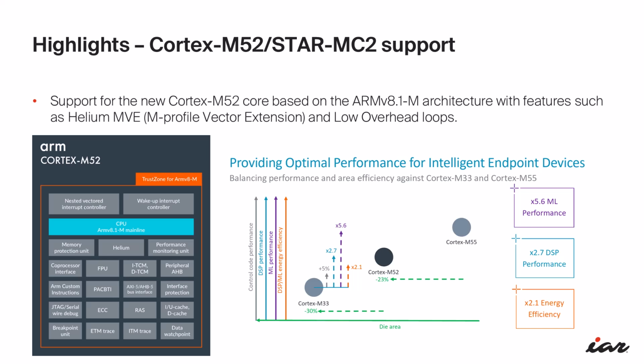Then we move to the compiler and the debugger side, a bit more on a new core that we have added. It is the ARM Cortex-M52 core. It's also called Star MC2 for the Chinese market. It's based on the Armv8.1-M architecture, and so it includes the Helium M-profile vector extension and low overhead loops. Feature-wise, performance-wise, it fits between the Cortex-M33 and the M55.